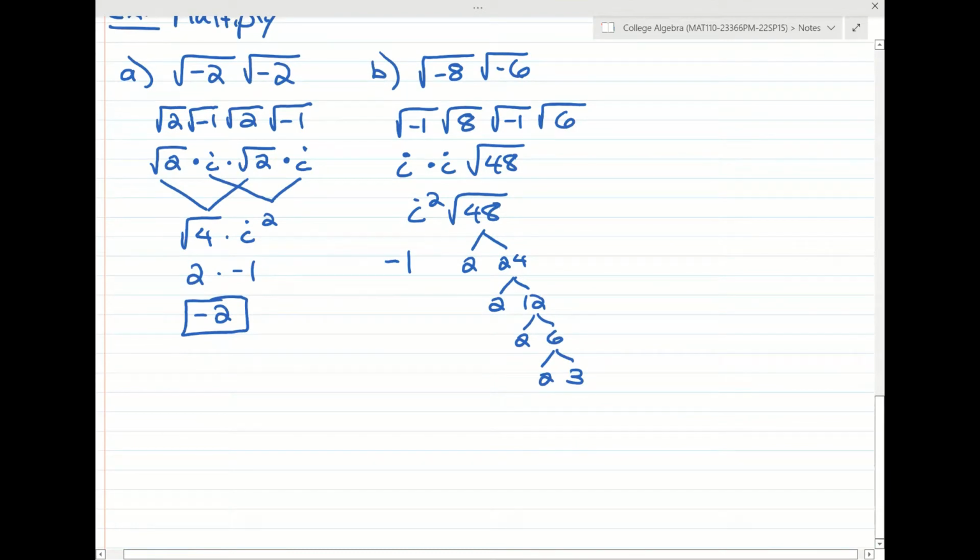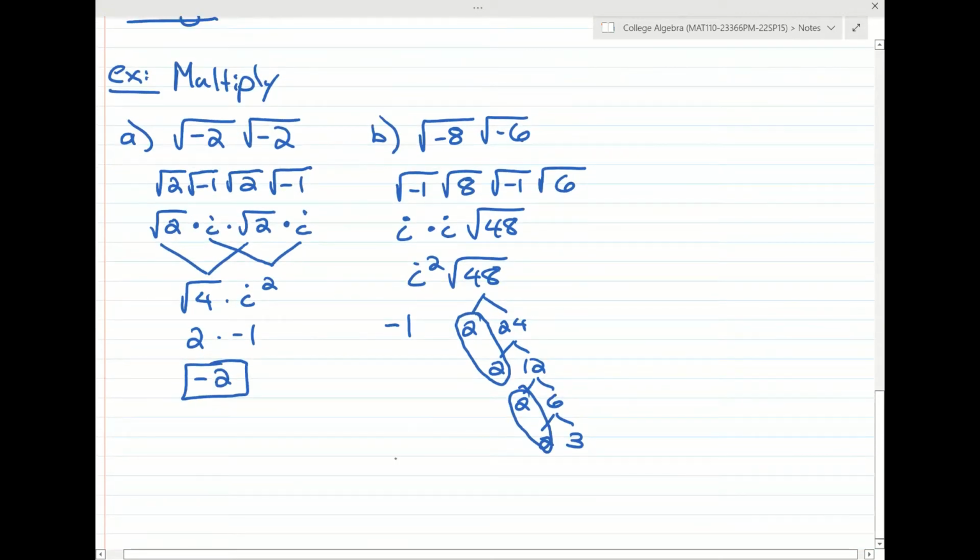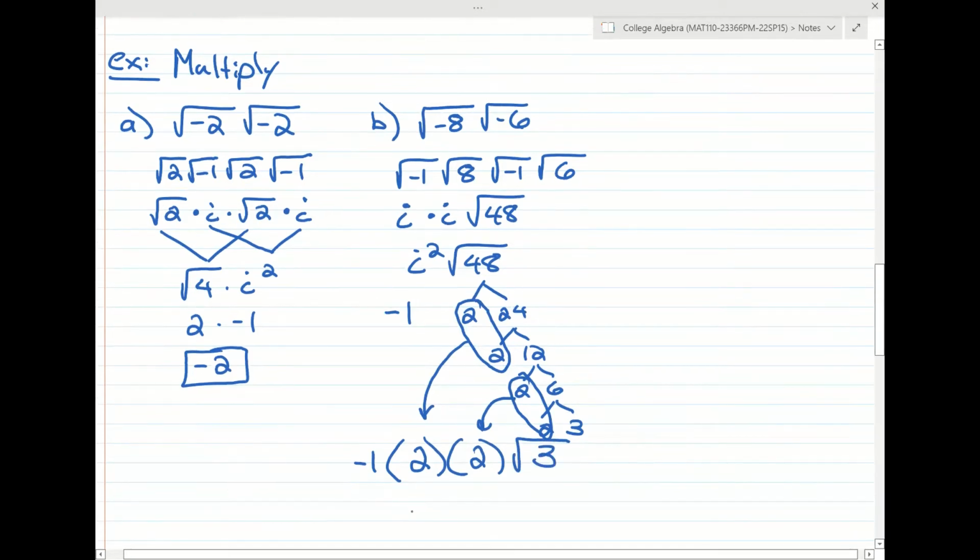So remember, we're looking for groups of 2. We did this on the last test. So here's a group of 2, here's a group of 2, and there's a 3 left over. So we could write this as -1 times 2 times 2 times the square root of 3, or negative 4 root 3.